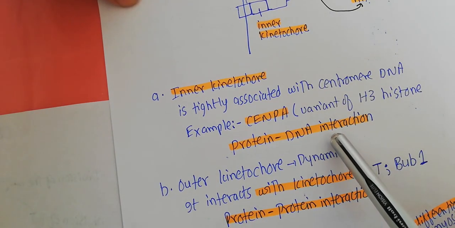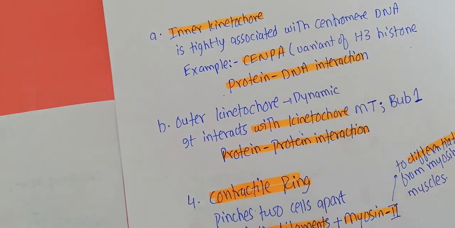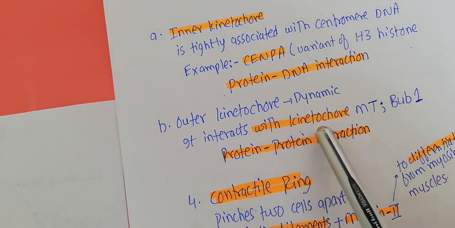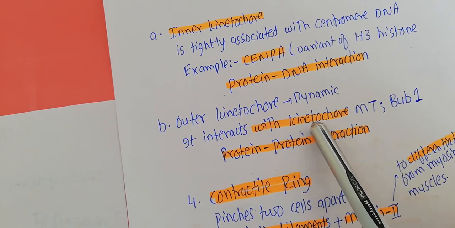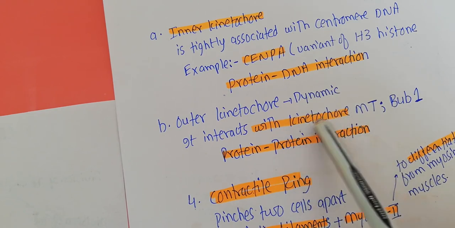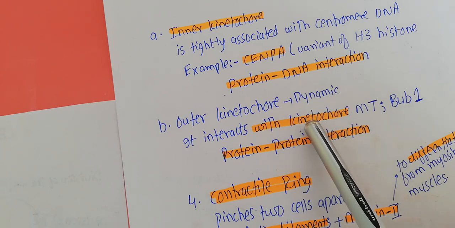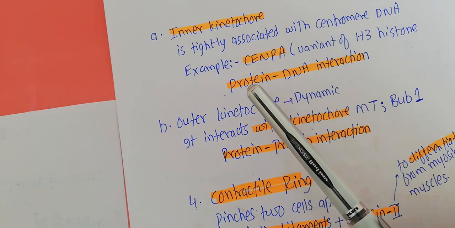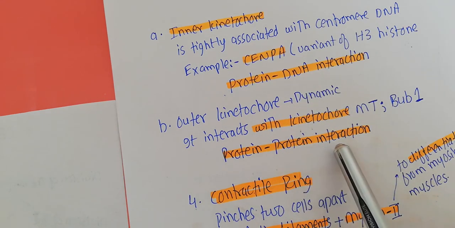Another subcomponent of the kinetochore is the outer kinetochore. This outer kinetochore interacts with the microtubules, especially the kinetochore microtubules. As the name indicates, these kinetochore microtubules are going to interact with this kinetochore. One of the major differences between the inner and the outer kinetochore is that in the inner kinetochore you're talking about a protein-DNA interaction. Here we are talking about a protein-protein interaction.